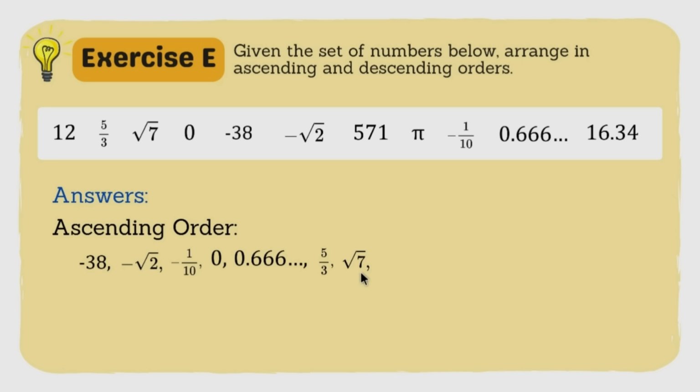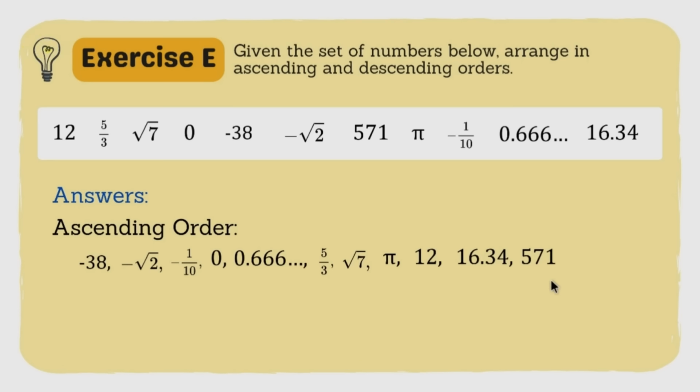Okay, pero we can actually estimate it by finding the nearest perfect square numbers in between po nito. Okay, next is we have pi, 3.14 approximately, and then followed by 12, a whole number. Papalaki na po siya. And then followed by 16.34. And then we have 571 po yung pinakamalaking number. So this is now arranged in ascending order.